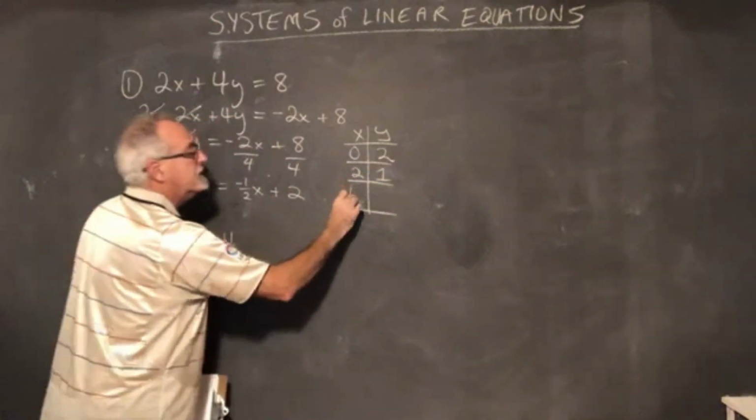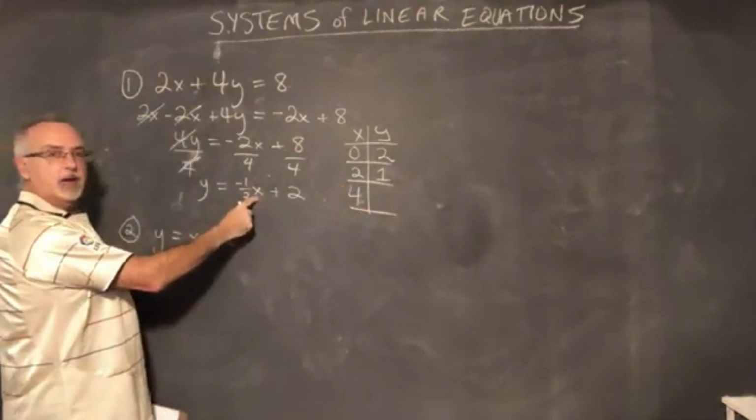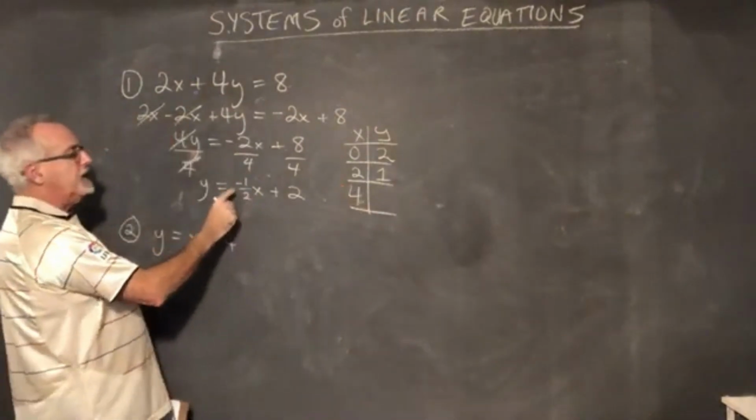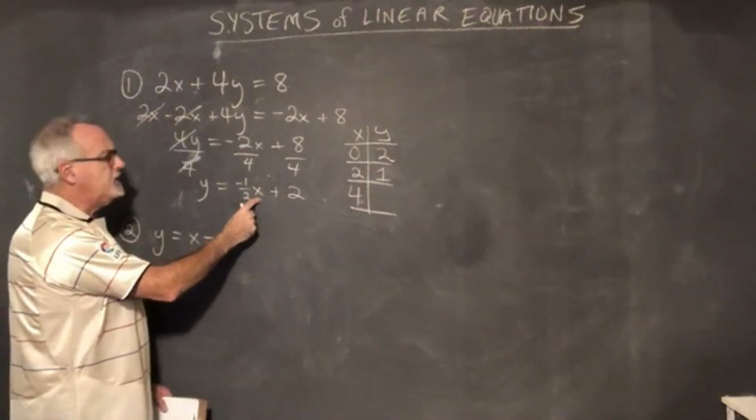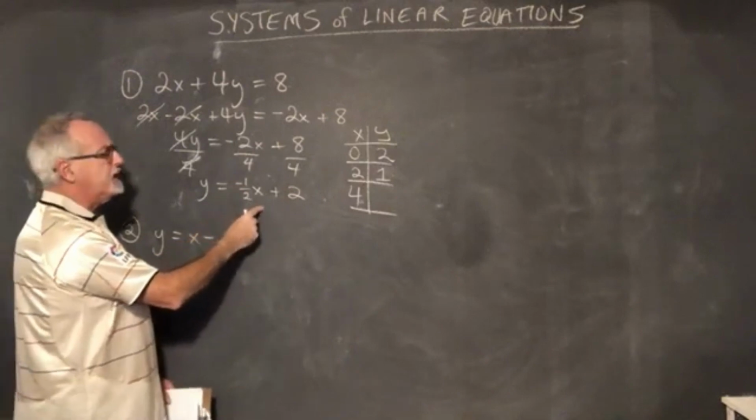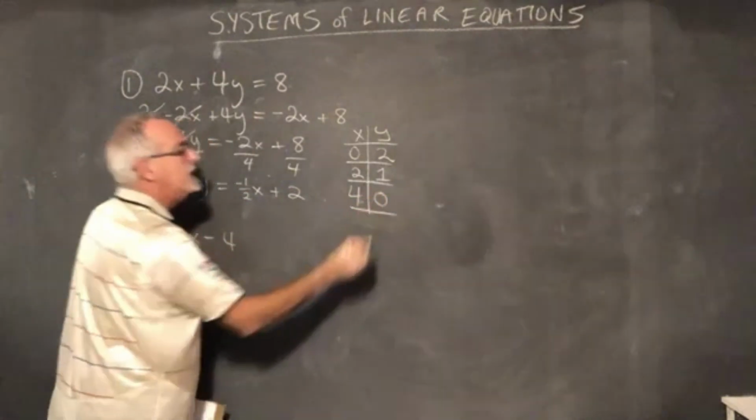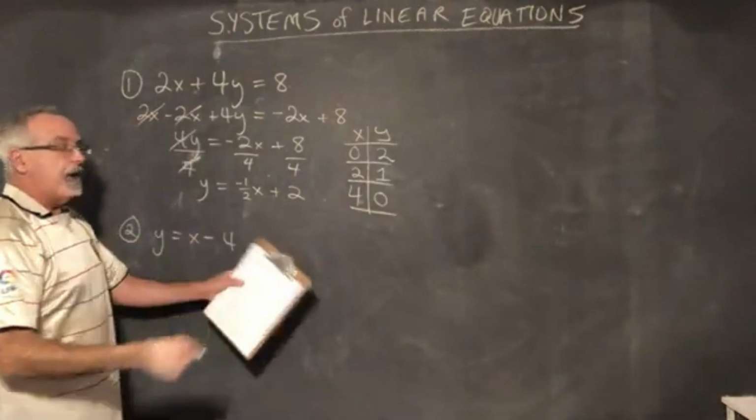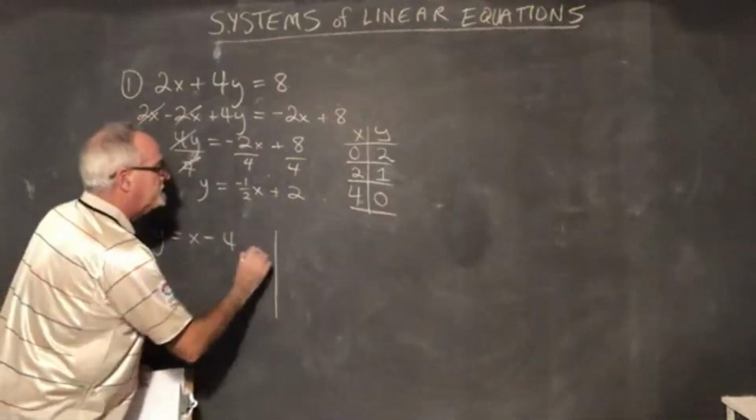And if x is 4, same strategy. I'm using an even number because this will simplify more quickly. Negative 1/2 times 4. Well, half of 4 is 2. Negative 1/2 of 4 is negative 2. And negative 2 plus 2 is equal to 0. So I have the point 4, 0. That quickly I created a table of values.